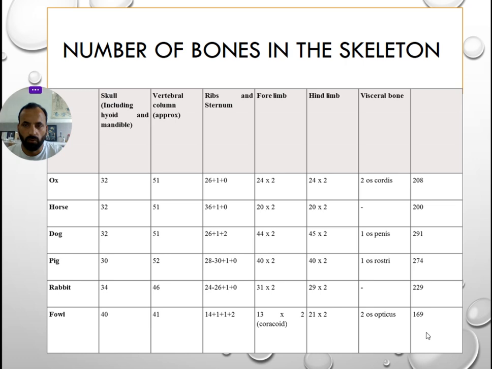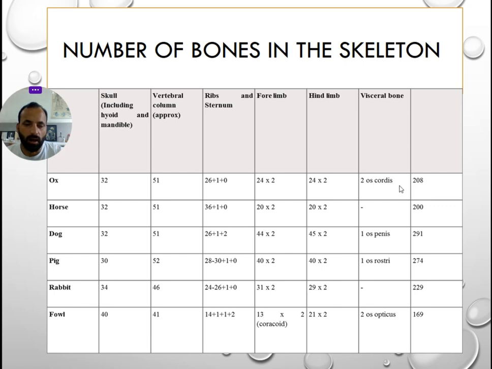You have a variety of bones, and you have some special bones. You call them the visceral bones, but visceral bone is basically a misnomer. The appropriate term is the heterotopic bones. You have bones that don't form part of the skeleton. You call them the visceral bones, heterotopic bones, or the splanchnic bones.